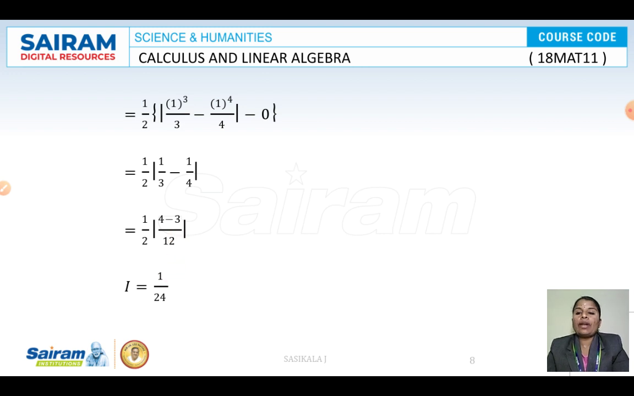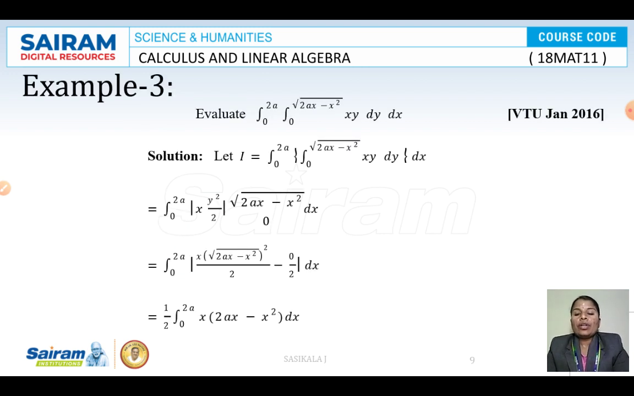So I is equal to 1 by 24. Now we can go for your third example, which is to evaluate the integral 0 to 2a, integral 0 to root of 2ax minus x squared, of xy dy dx. Similar to before, the outer limit is a constant and the inner limit is in terms of the variable. The variable is a function of x, so it should be the y limit. So 0 to 2a, 0 to root of 2ax minus x squared, of xy dy dx.